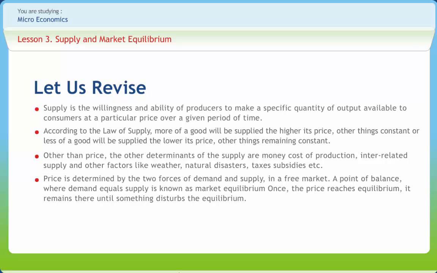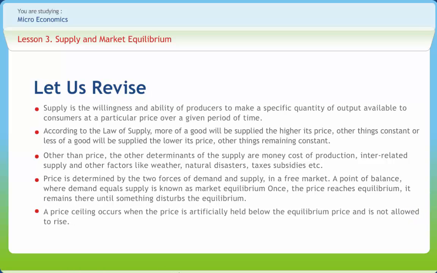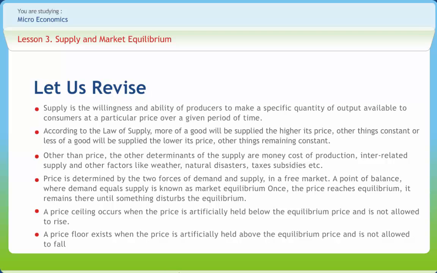Once the price reaches equilibrium, it remains there until something disturbs the equilibrium. A price ceiling occurs when the price is artificially held below the equilibrium price and is not allowed to rise. A price floor exists when the price is artificially held above the equilibrium price and is not allowed to fall.